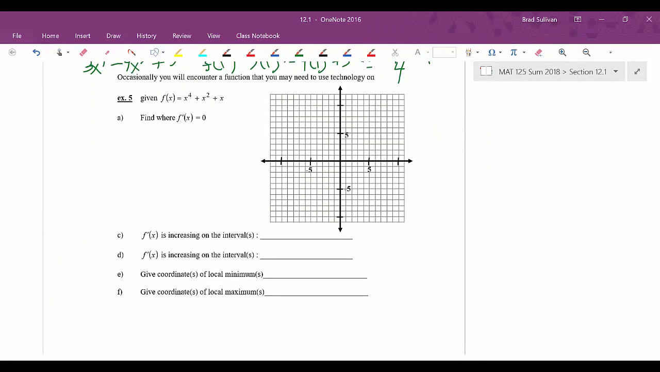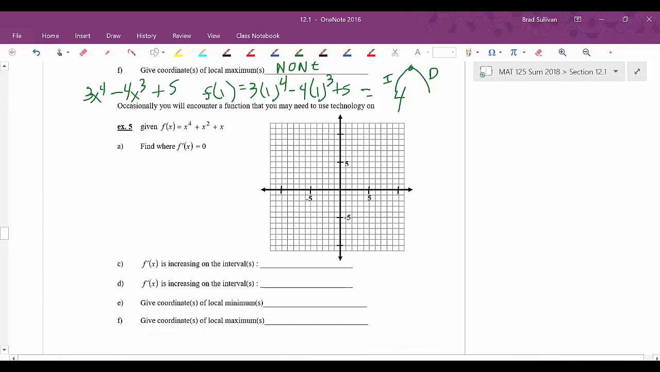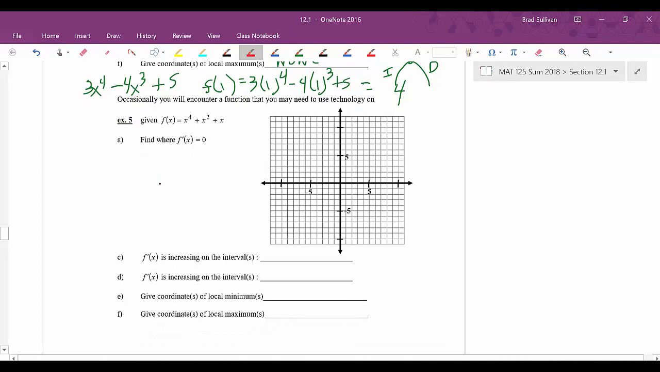So let's take a look at this. There are times when you have to use a calculator on this. If you went through and did this by the methodology I just did, you probably would run into problems finding the critical number. So we're just going to use a calculator. First of all, the first derivative of this function is going to be 4x to the third plus 2x plus 1. But if you set that equal to 0, you wouldn't know how to solve this. You really couldn't do anything with this.